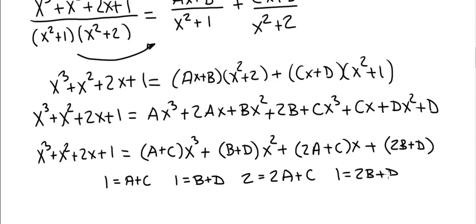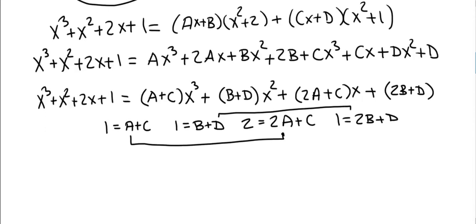So we have four equations with four unknowns. In fact, the first equation and the third involve a and c. The second equation and the fourth involve b and d. And that's what we'll use to solve for all of them. Let's take this third equation, which is 2a plus c equals 2, and the first one, which is a plus c equals 1.